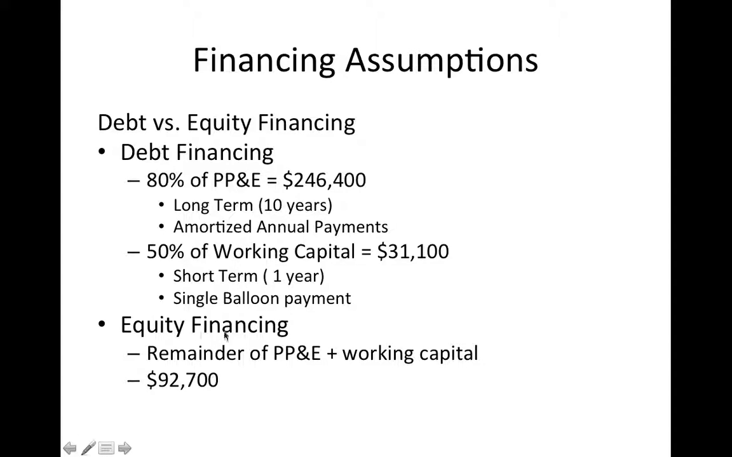In terms of equity financing, we would want to raise equity for the remainder of what isn't covered by the long-term financing on the PP&E and the remainder of the working capital. And so we really need about $9,300 in equity financing. And that's just sort of what's built into the model.